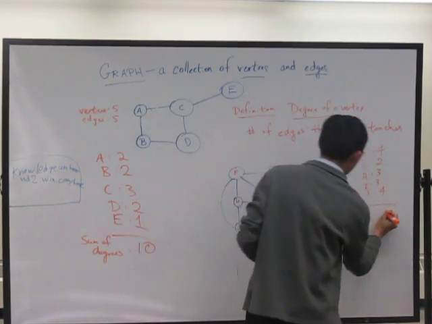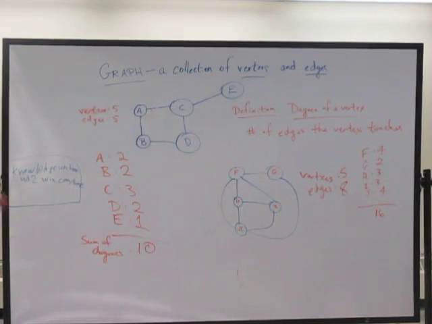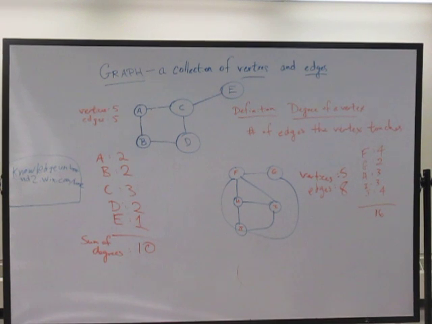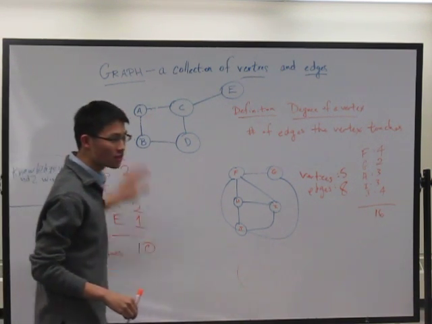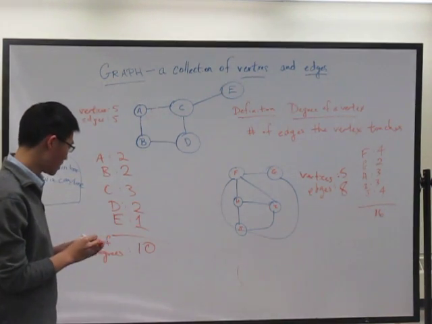Does anyone notice anything now? Do you want to give an answer or no? Okay. Anyone else? Yeah, go ahead. It's the number of edges times 2. Number of edges times 2, yes, in both cases, right? Is that just a coincidence, or are these special examples?